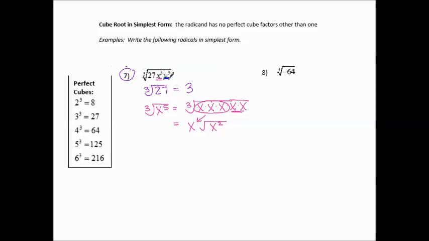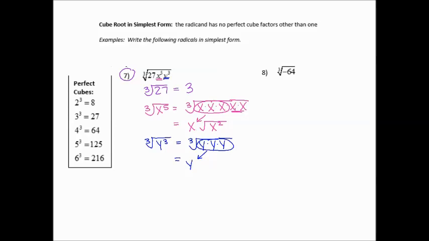Last, I want to look at my y's. I have the cube root of y to the 3rd. I can rewrite that as the cube root of y times y times y. And remember, I want to pull out groups of 3. So I see I have one group of 3. That means I can pull out one y. I have nothing left over for this one.